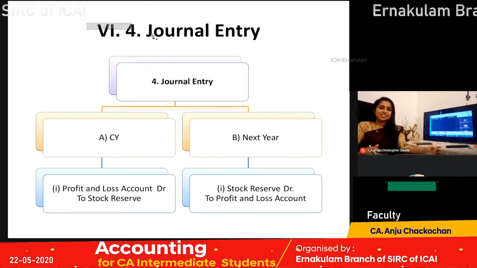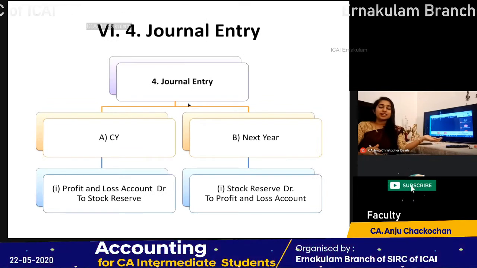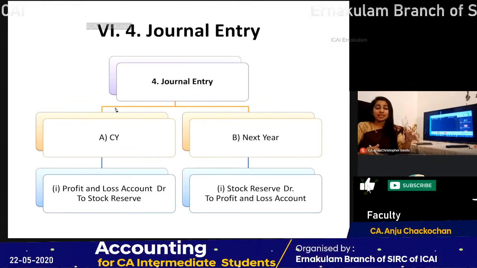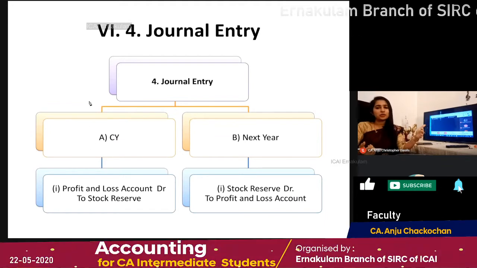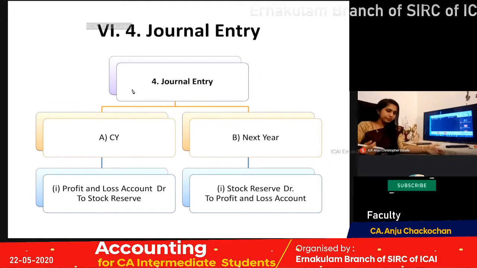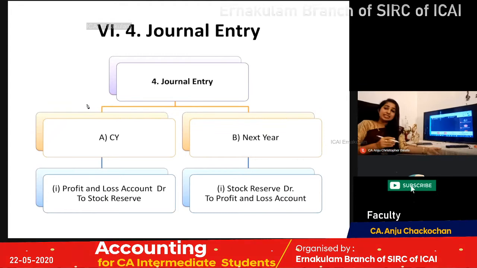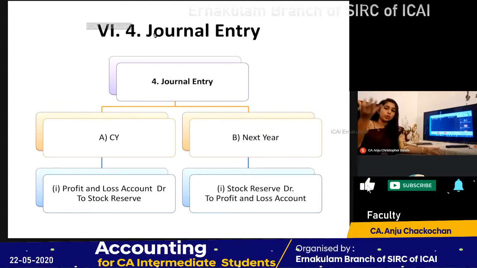And then we learned the journal entry. What is the journal entry for the current year and what is the journal entry for the next year? And also how do we disclose that in the balance sheet? Okay. So in the current year, the closing stock is overstated, right?